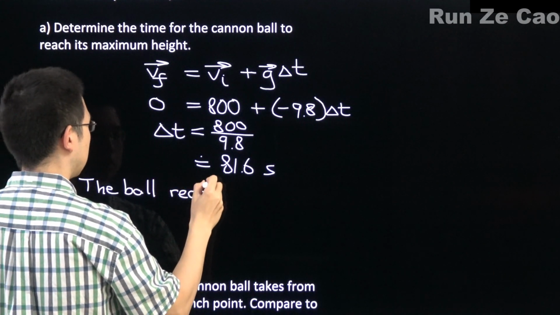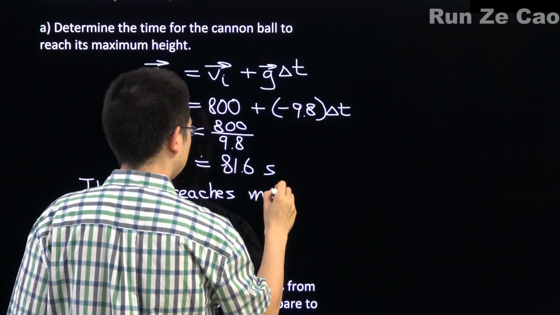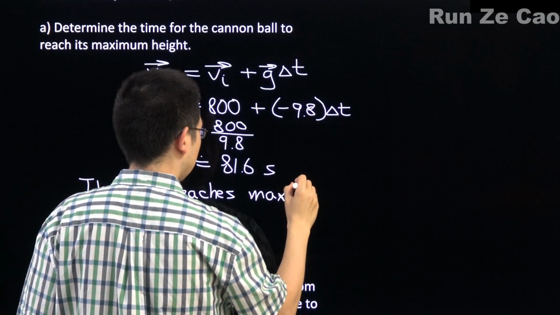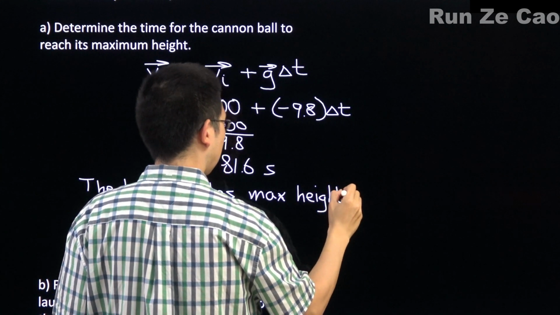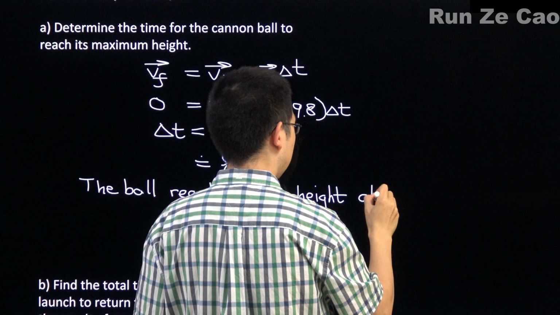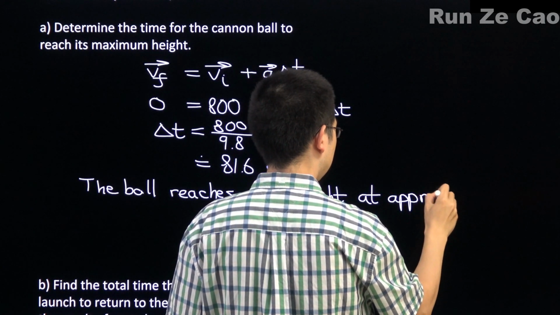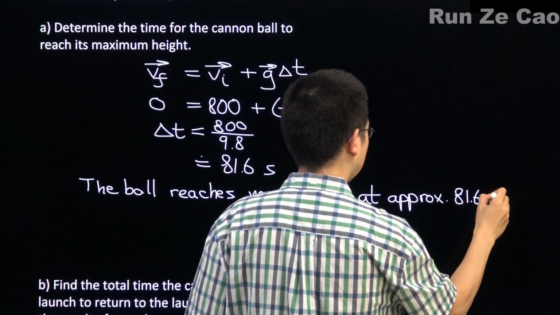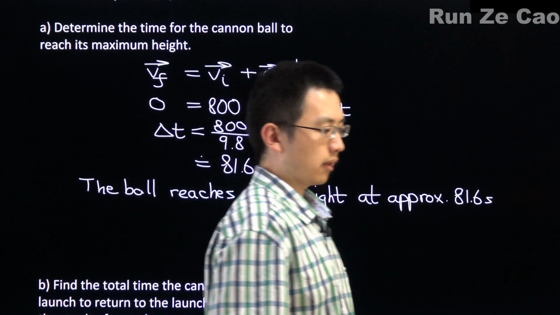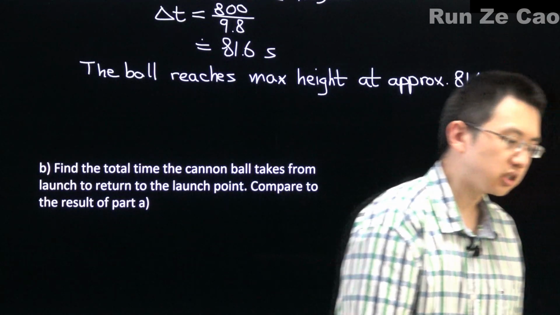The ball reaches max height at approximately 81.6 seconds. Now find the total time the cannonball takes from launch to return to the launch point.